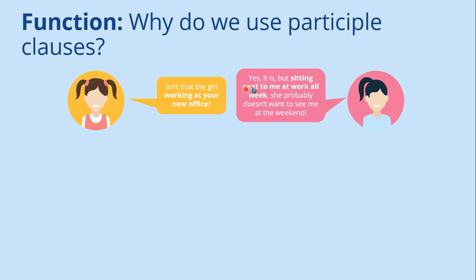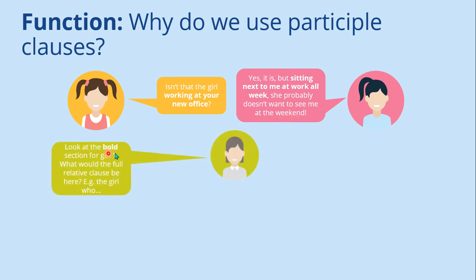The second one: yes it is, but sitting next to me at work all week, she probably doesn't want to see me at the weekend. So sitting next to me at work all week, the use of -ing again, she probably doesn't want to see me at the weekend. Look at the bold section for girl 1. This is girl 1. What would the full relative clause be there?